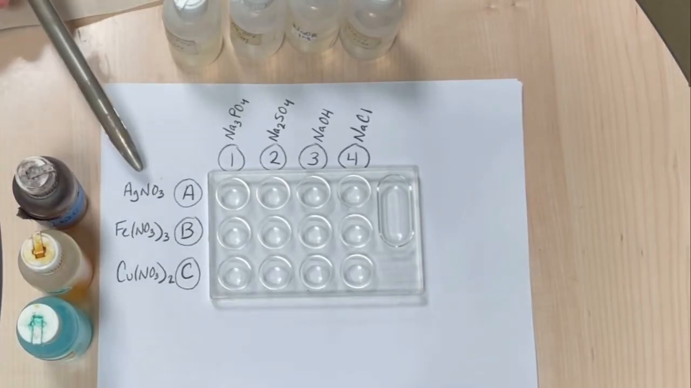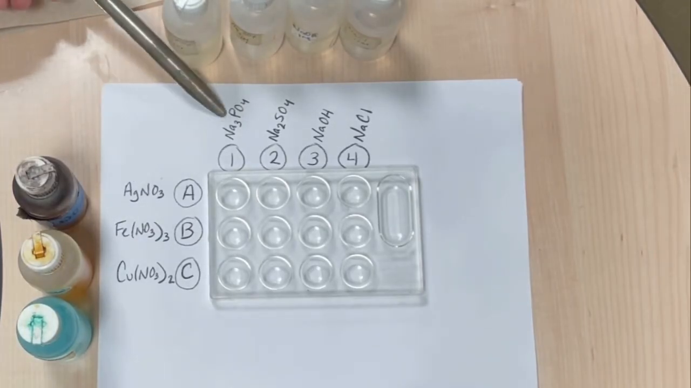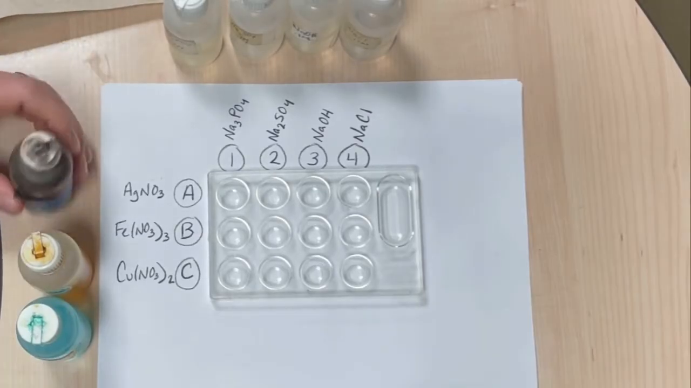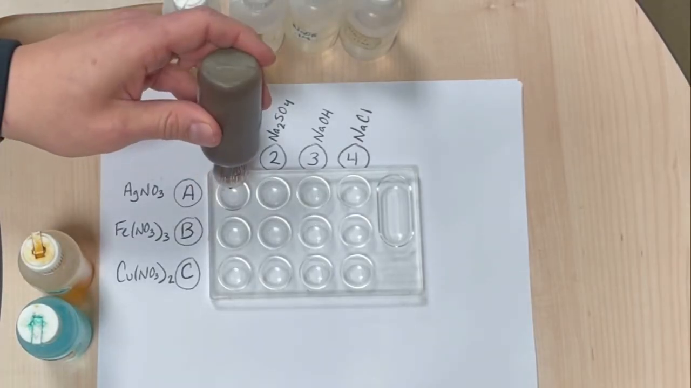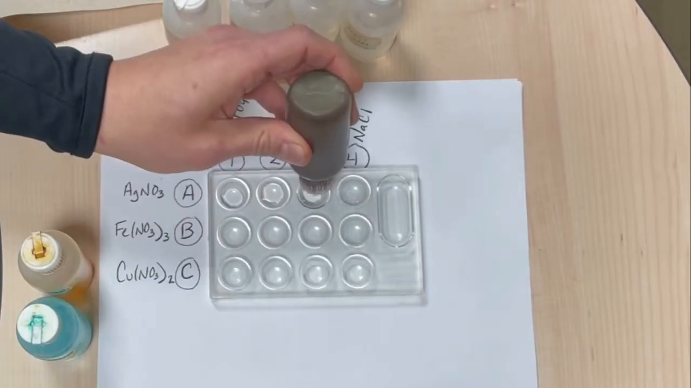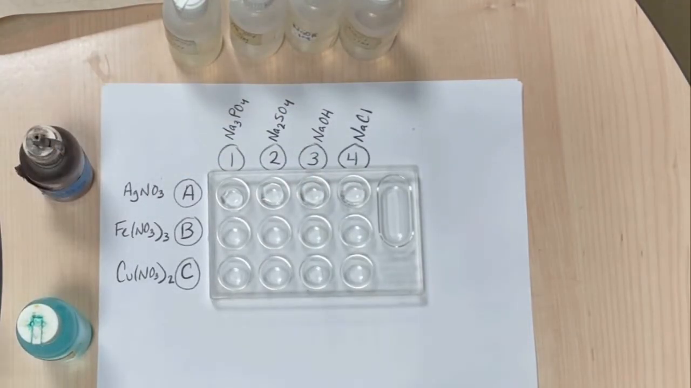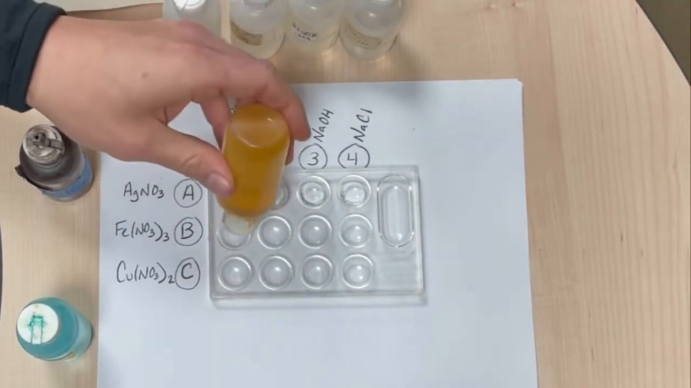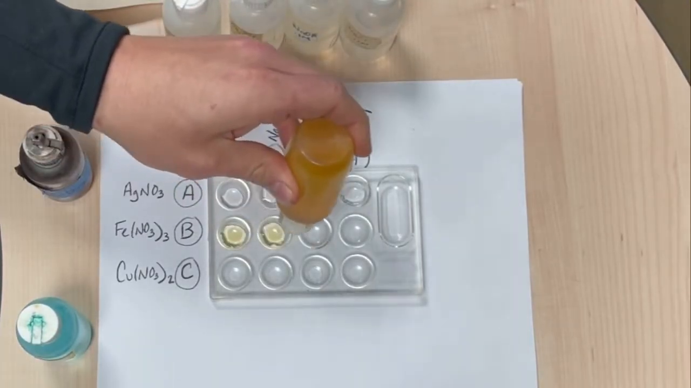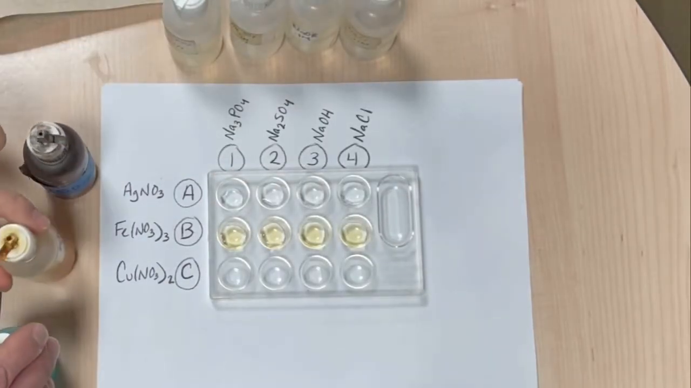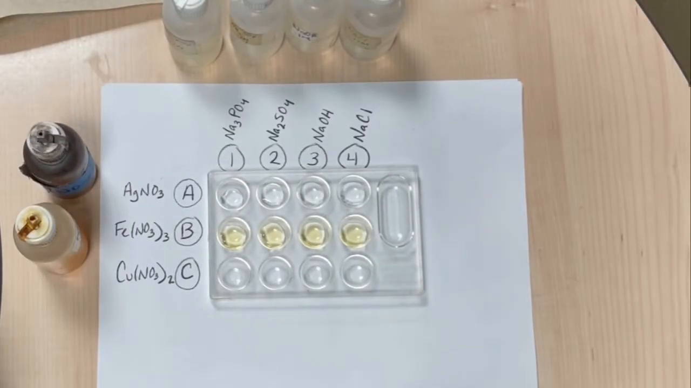Simply, with a compound and a compound, we're going to attempt a double replacement reaction. To get started, we're going to need 5 drops of silver nitrate in each. Then we're going to take 5 drops of iron 3 nitrate. Next, we're going to put 5 drops into each well of copper 2 nitrate.